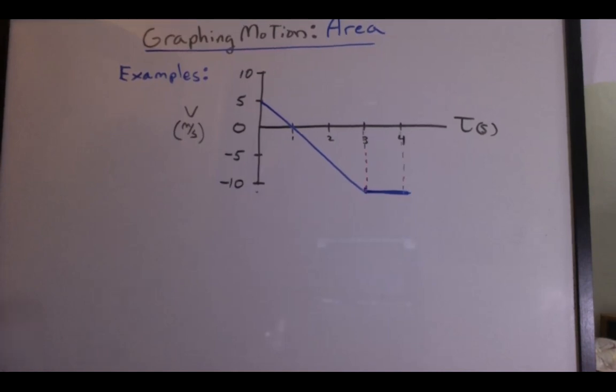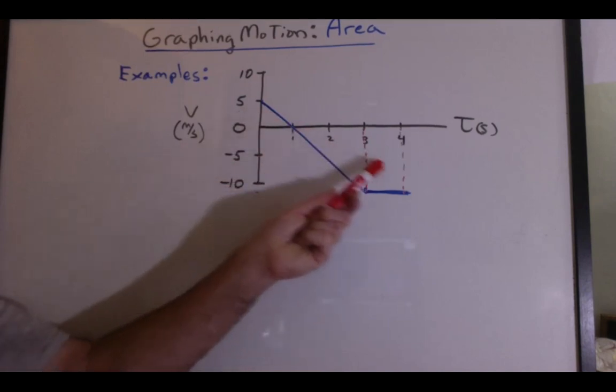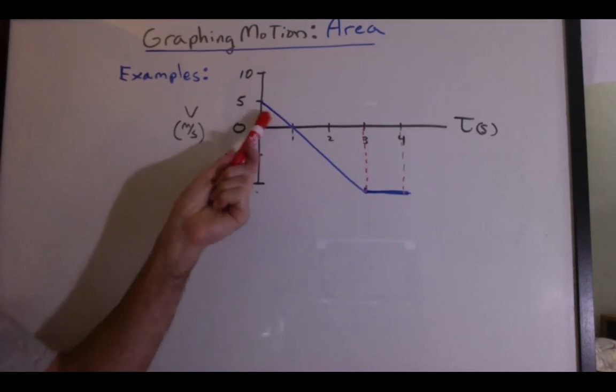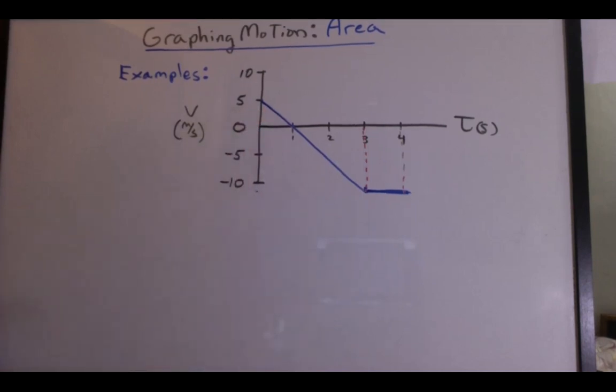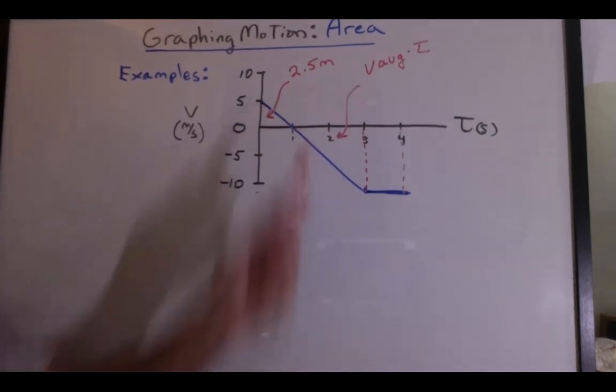I'm going to break this up into 3 areas: 2 triangles and a rectangle. How far did we travel in that first triangle? I'm going to use my V average times time technique. 2.5 meters per second times 1 second, I get 2.5 meters. Let's find the area for the next triangle, doing the same thing.